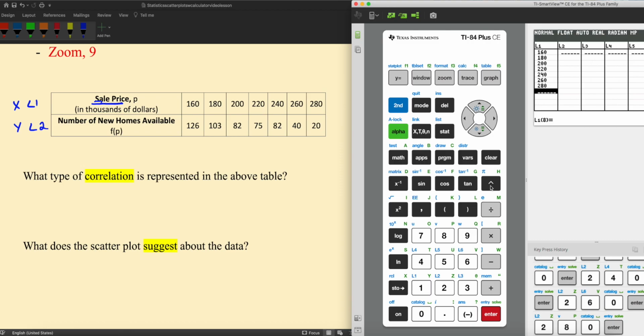280, enter. Okay, now we want to get to L2. Remember, hit your right arrow. It goes right over to L2 and it waits for you to enter the numbers. So it's 126.